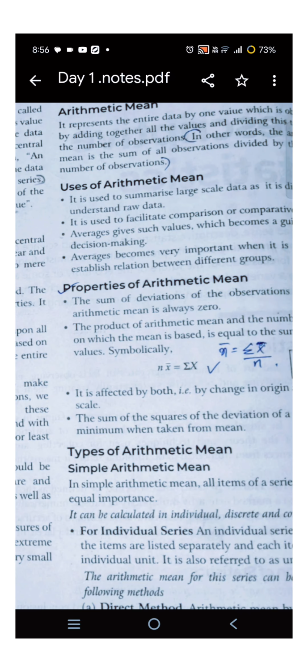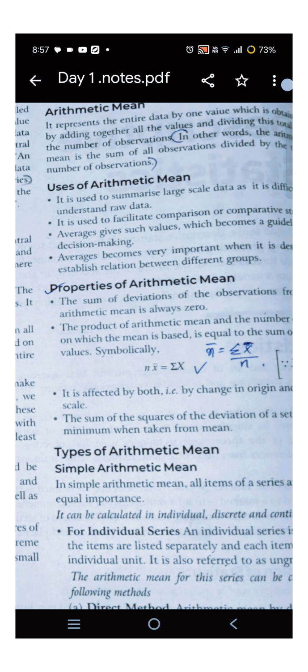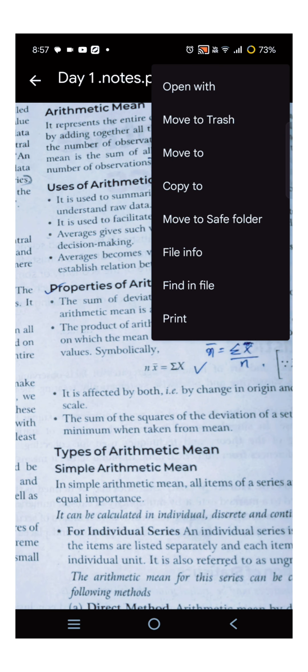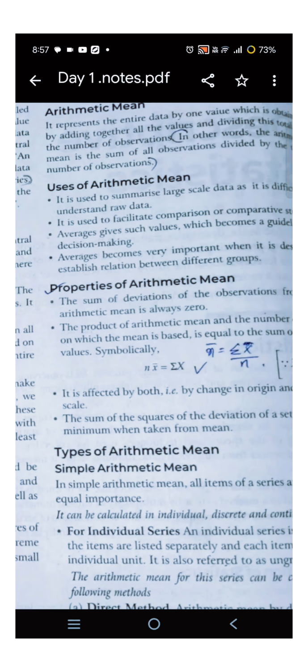Uses of arithmetic mean. It is used to summarize large scale data, as it is difficult to understand the raw data. It is used to facilitate comparison and comparative study. Next point, average gives such values which become the guideline for decision making. Averages become very important when it is decided to establish a relationship between different groups.